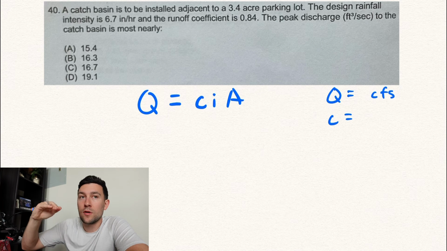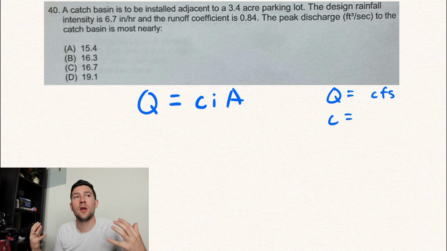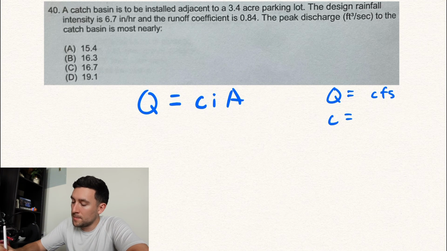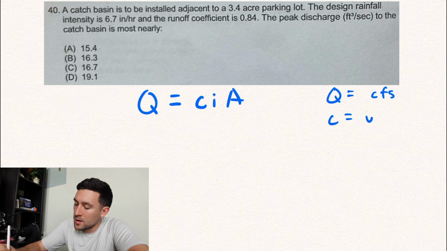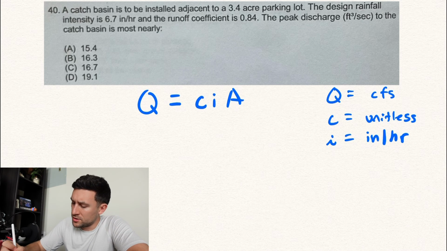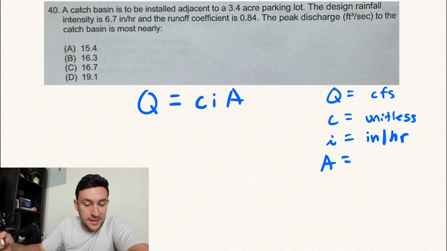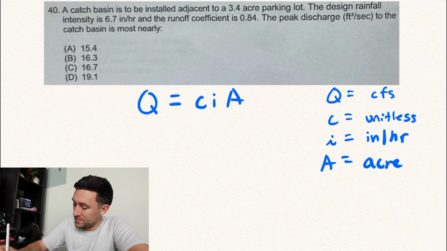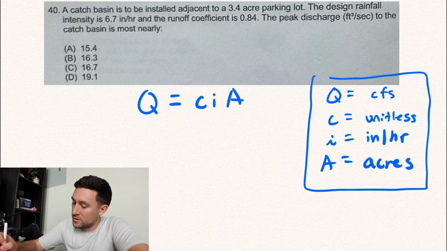So the higher the runoff coefficient, the more runoff, the less the water actually soaks and permeates into the ground. That's how you can think of it. Then we got I, which is always inches per hour. This problem gave us an intensity of 6.7 inches per hour, so no unit conversions there. And then finally, A will always be in acres. So if they gave anything else, we have to make sure that we're converting to these units.